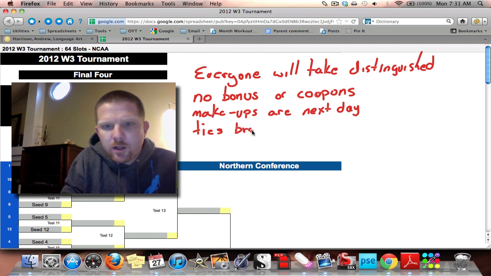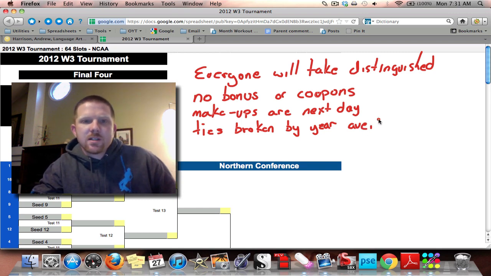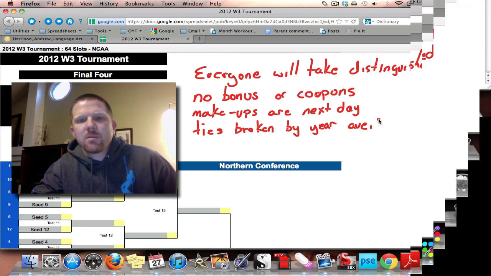Last point here. Ties will be broken by year averages. So we will probably see some ties out there. What we do is we go back into the yearly average for those 2 students and see who has the overall higher average for the year on Word Within the Word tests, and that would determine the winner.